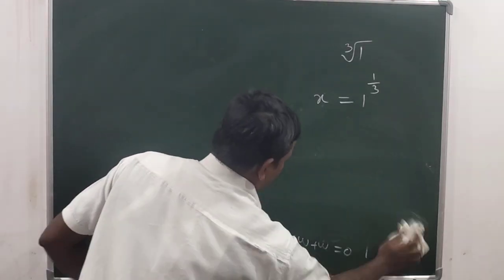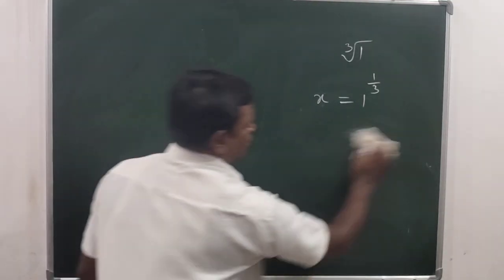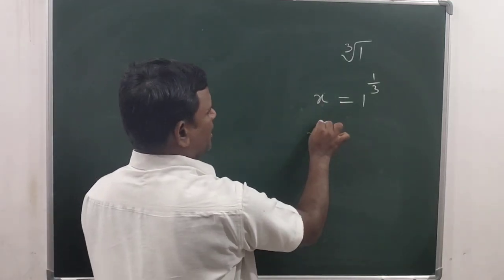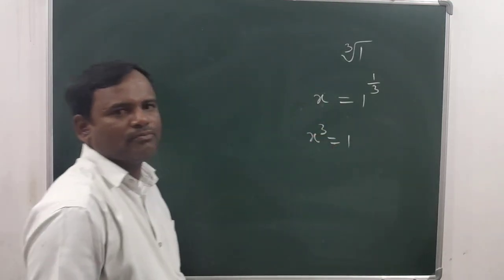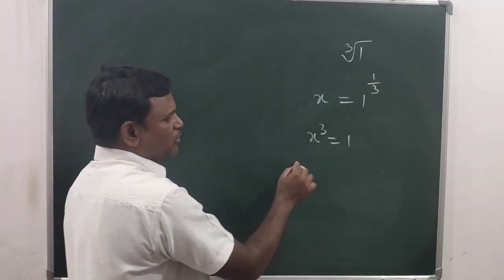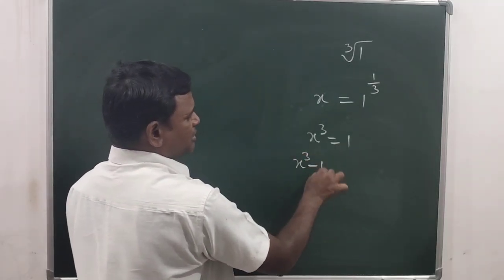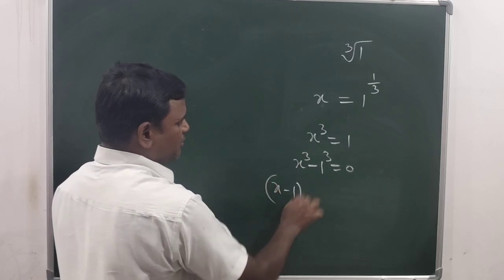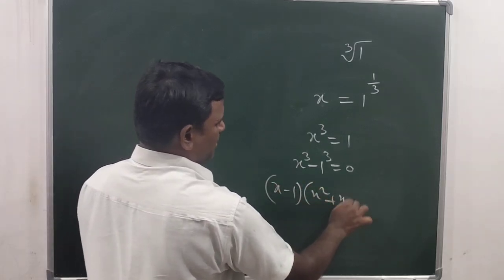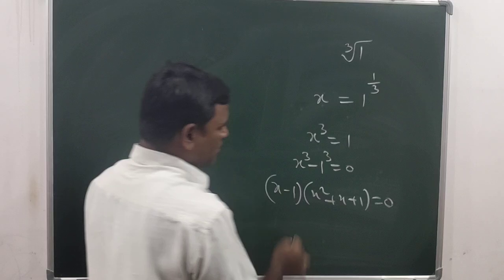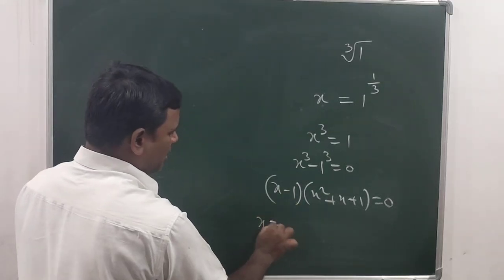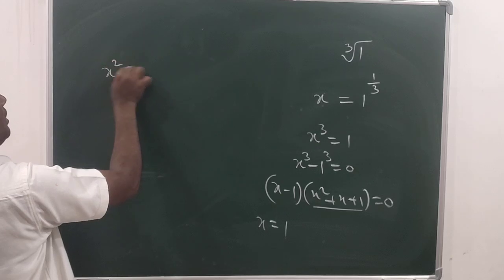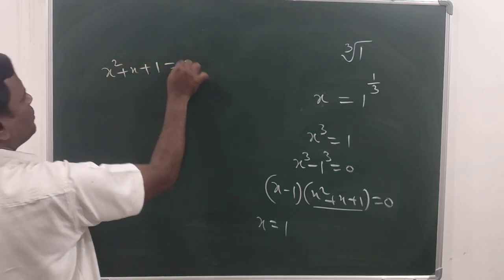Here, how do you do it? Just take a cube on both sides, so that you will get x cube equal to 1. Now bring this 1 to the left side: x cube minus 1 cube equal to 0. Now solve it: (x minus 1)(x square plus x plus 1) equal to 0. On equating the first factor to 0, you will get 1. On equating the second, x square plus x plus 1 equal to 0.